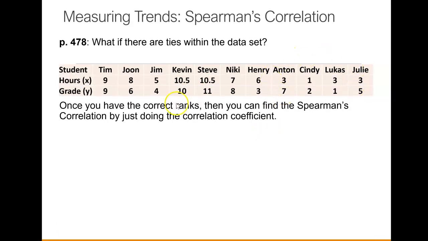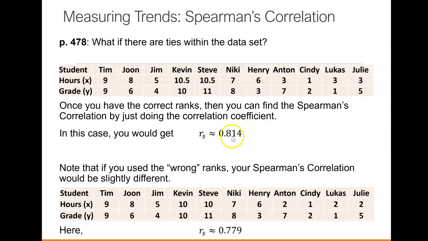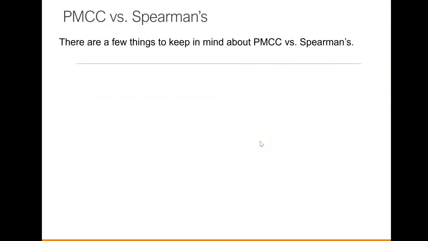So now that we've done that, we're ready to do the rank coefficient. If I do the correlation coefficient calculation for this data set, my Spearman value is 0.814. If I did the wrong ranks, notice my Spearman value is worse, right? So it's really important that you do that adjustment at the end.